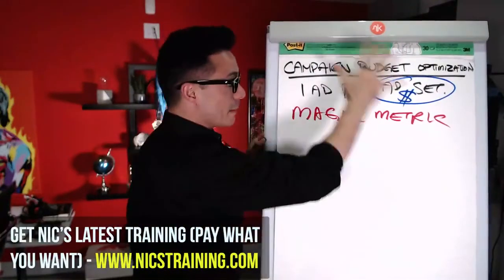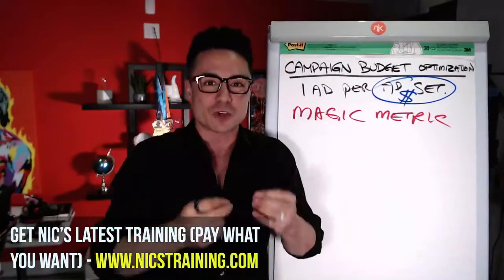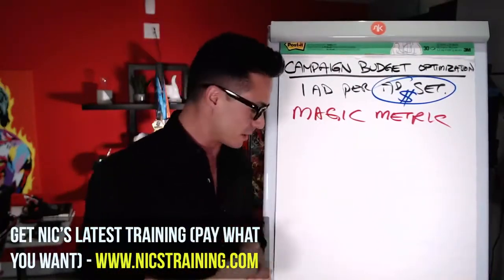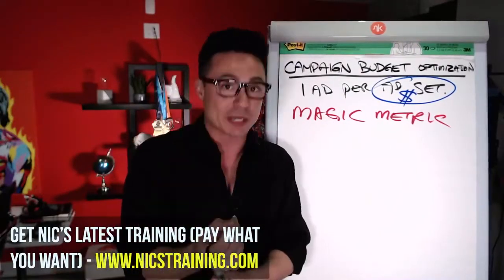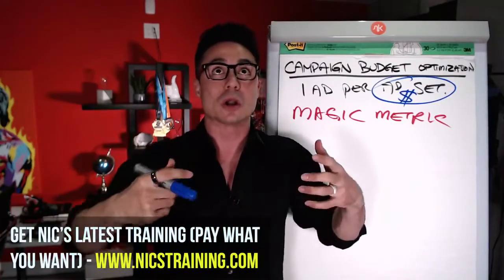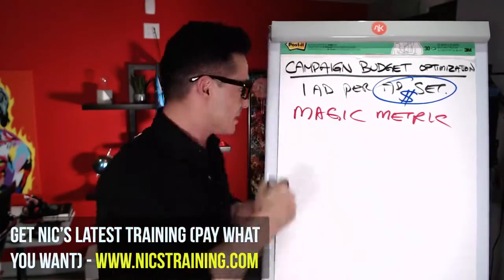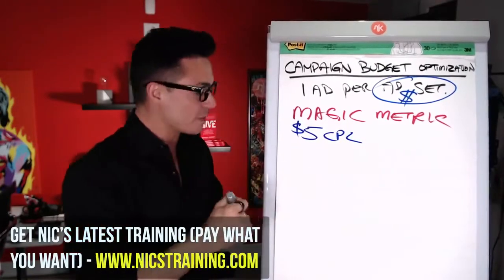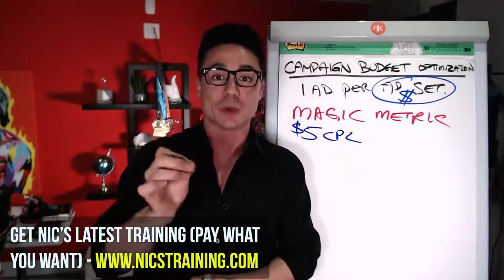So again, what I'm about to show you is how to use campaign budget optimization if you are first starting out in a brand new campaign. And again, this comes down to understanding your magic metric. So for the sake of an example, let's say you're doing a lead generation campaign. You know that your magic metric, the goal that you want to get, is $5 CPLs. You know that if you can generate leads for $5, the rest of your funnel is going to be profitable for you.